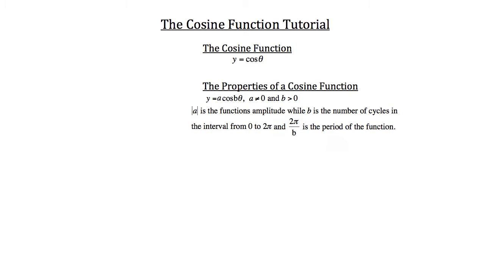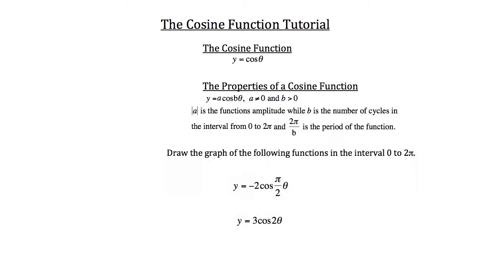While b is the number of cycles in the interval from 0 to 2 pi, cycles are each time the graph repeats itself, and 2 pi over b is the period of the function, and the period, remember, is the horizontal distance that each cycle travels. So let's jump into some problems using the properties of cosine functions. I'd like you to draw the graph of the following functions in the interval from 0 to 2 pi.